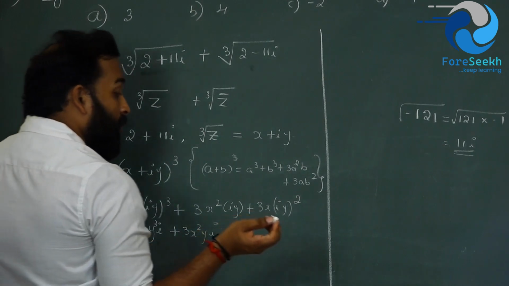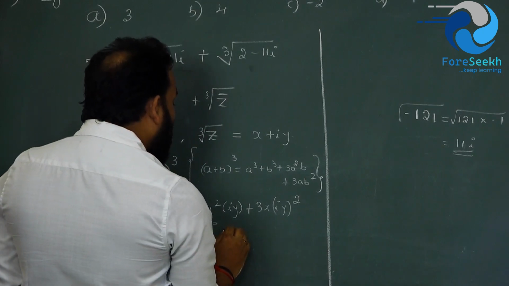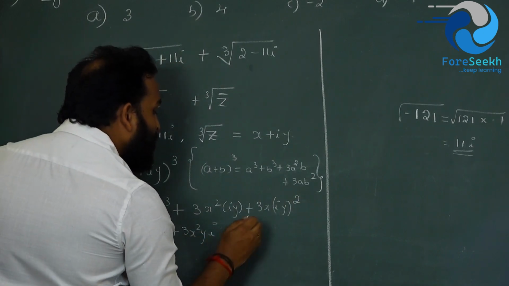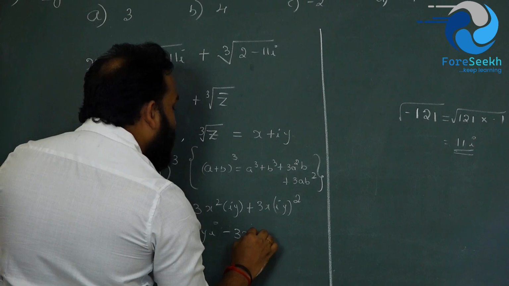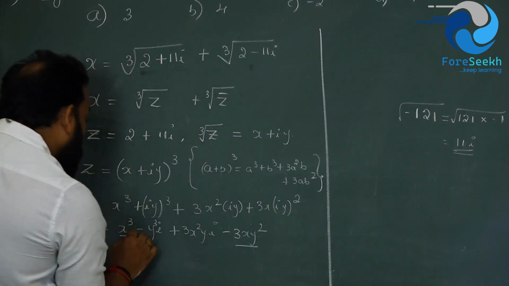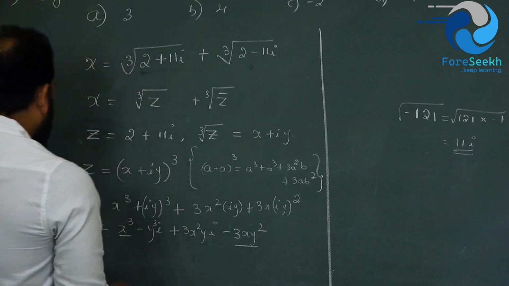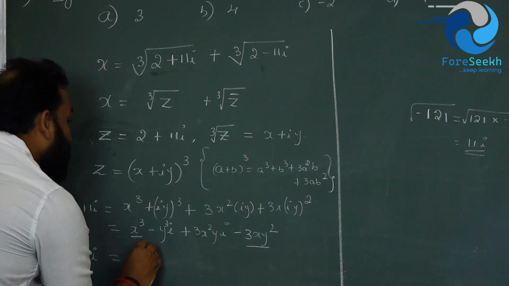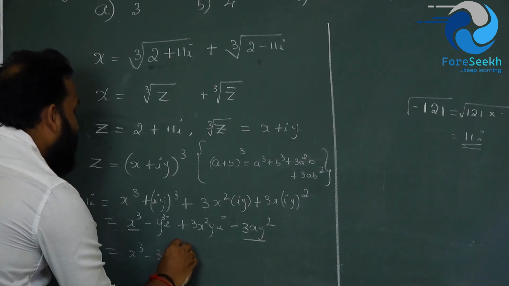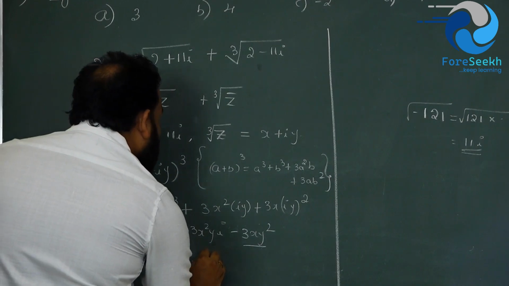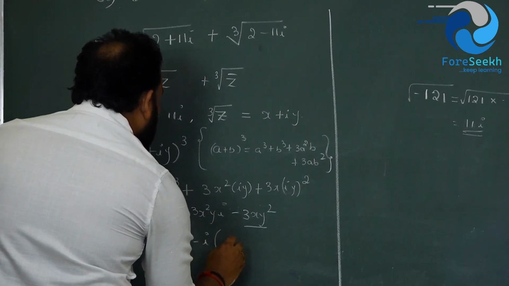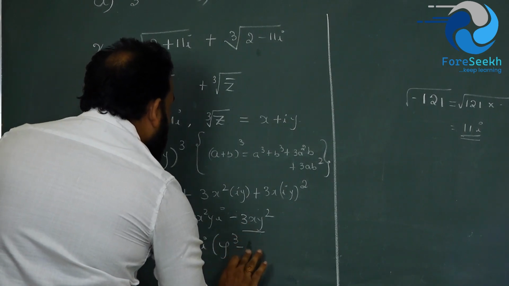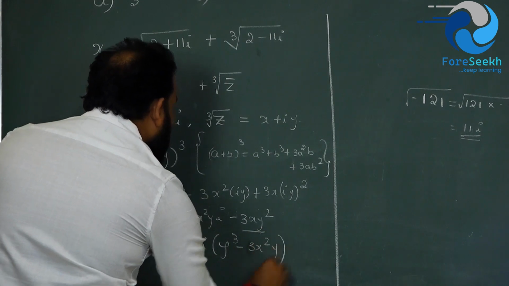You have two terms associated with i, and the next one will be 3x into i square into y square. You know i square is minus 1. So I would write this as minus 3xy square. It is only two terms which are the real part here. Why? Because when we are equating complex numbers, the real part will be equal to the real part, and the imaginary part will be equal to the imaginary part on the other side. Now I will take minus i common from the second terms. If you take minus i common, what is remaining is y cube minus 3x square y.